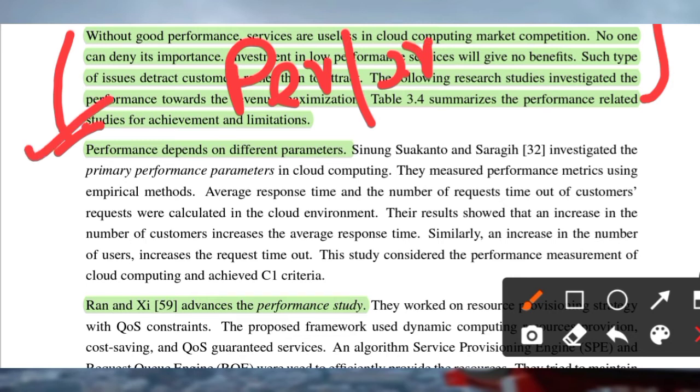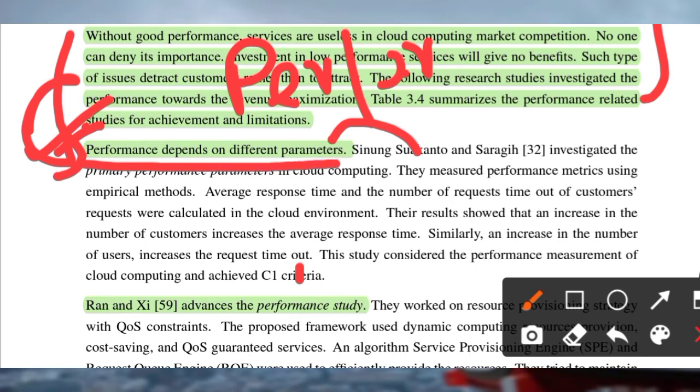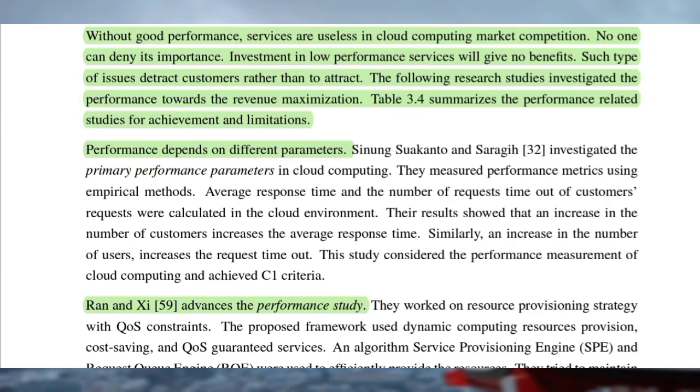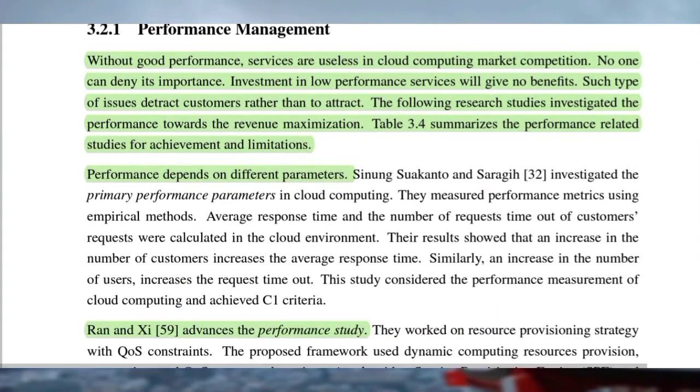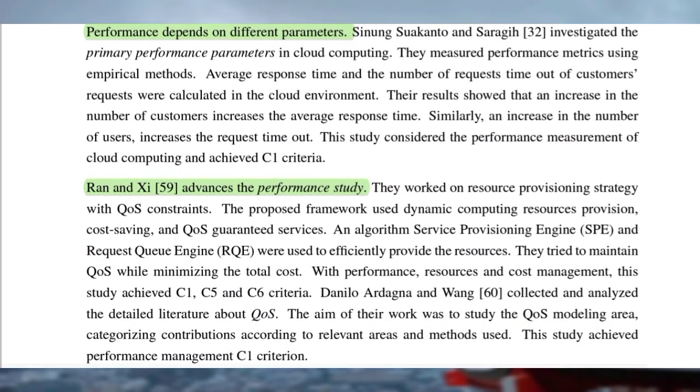Therefore, I started here with performance to link this paragraph with the previous paragraph. Performance depends on different parameters, and Sconto investigated the primary performance parameters in cloud computing. So, to link all the paragraphs with the first, because this is the header line, I connected this line with the first one and explained it in detail. And once I have discussed that we are going to discuss performance, the second author directly advances the work.